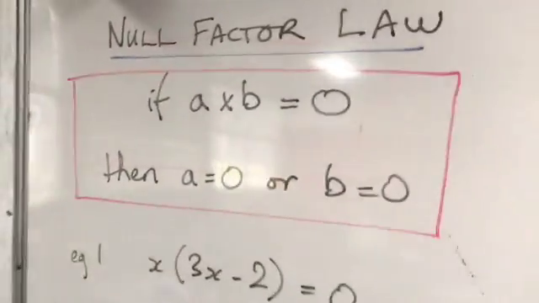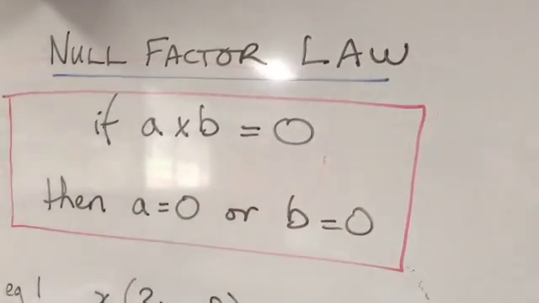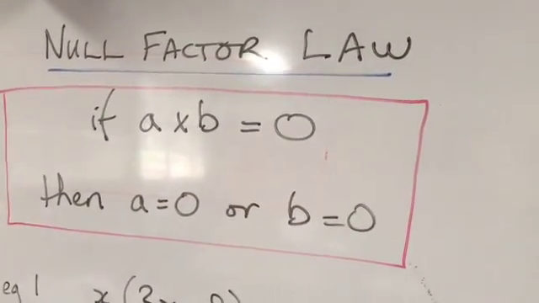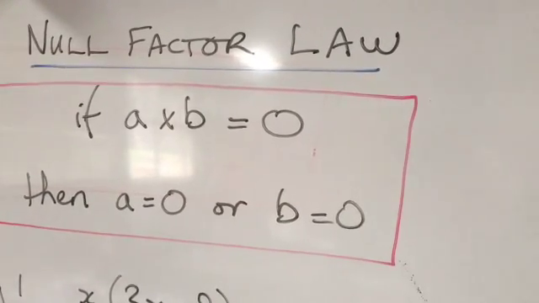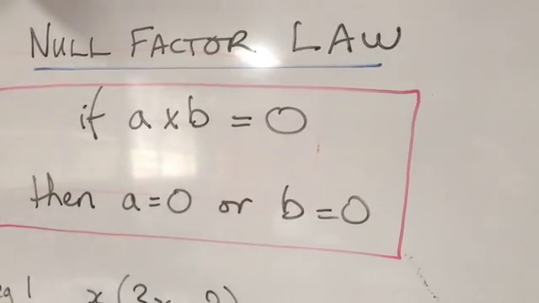The null factor law is this one here, that whenever two things multiply together to give an answer of 0, one of those two things must have a value of 0. It's the only way the answer would come out to be 0.